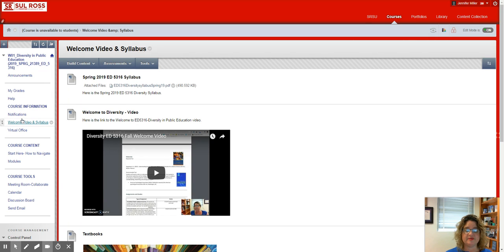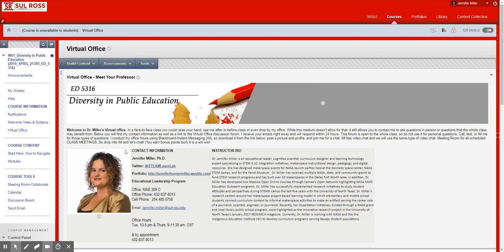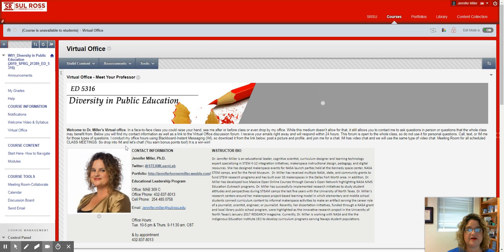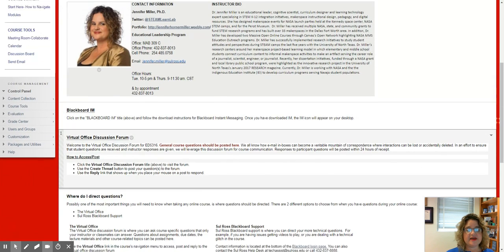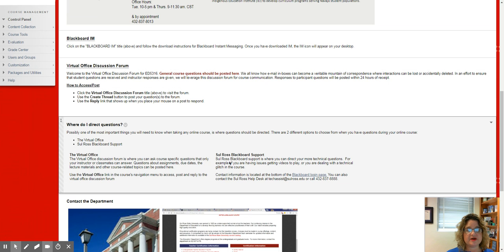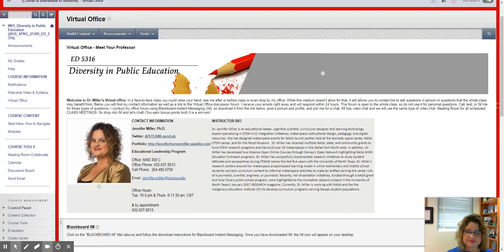and review the syllabus. And notice we have a virtual office space here on the left-hand side. This gives you an introduction to me, your course instructor, and also reviews contact information, office hours, and if you have issues with Blackboard, some helpful information on how to direct questions.